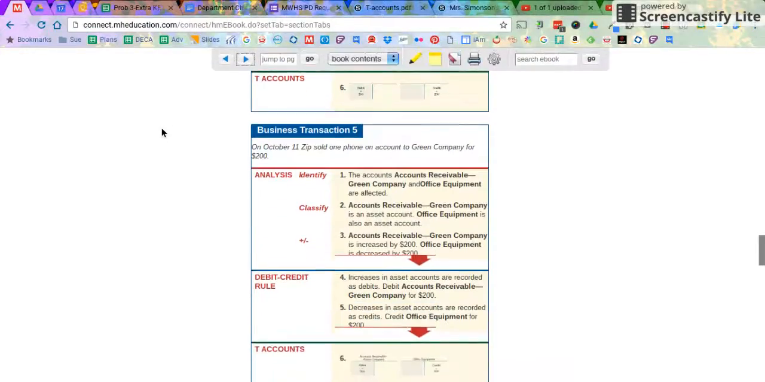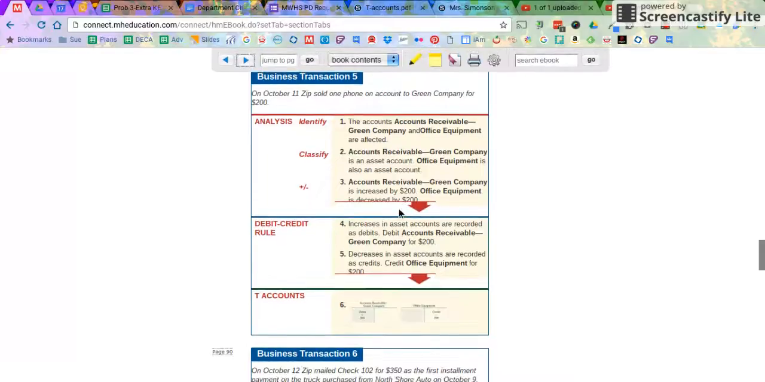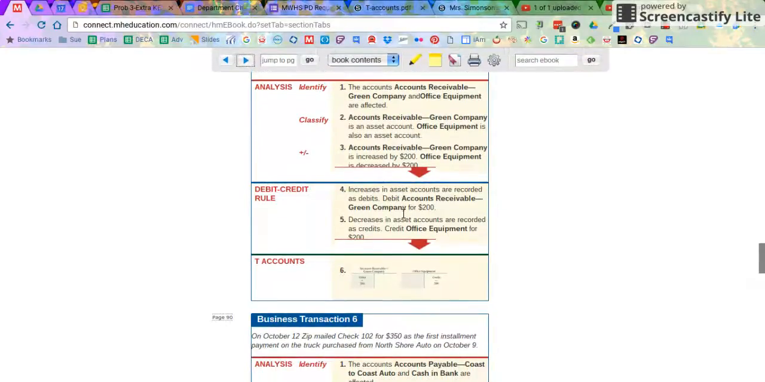Okay, moving on, a couple more here. We sold one of the phones on account to Green Company. So we're going to have accounts receivable and office equipment. Accounts receivable we know is an asset. Office equipment is also an asset. Accounts receivable is increasing because it's a future value, and office equipment, we lost a phone, is decreasing. An increase to an asset is a debit on the left side, so that's what's happening to accounts receivable. A decrease to an asset is on the right side, and that's what's happening to office equipment.